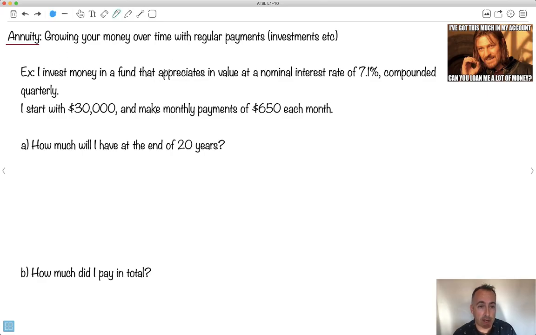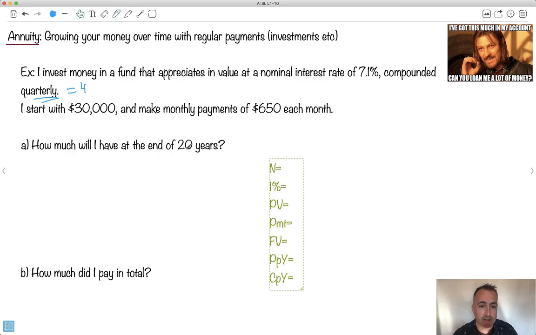It appreciates. Remember that it goes up in value at a nominal interest rate of 7.1% compounded quarterly. Watch out. This one here is quarterly. That's going to be 4 times per year. I start with $30,000 and I'm making monthly payments of $650 each month. How much will I have at the end of 20 years?